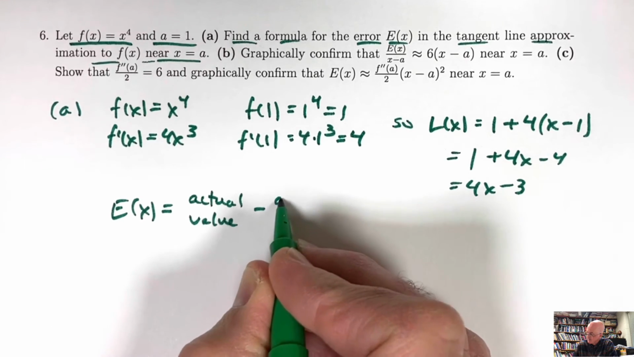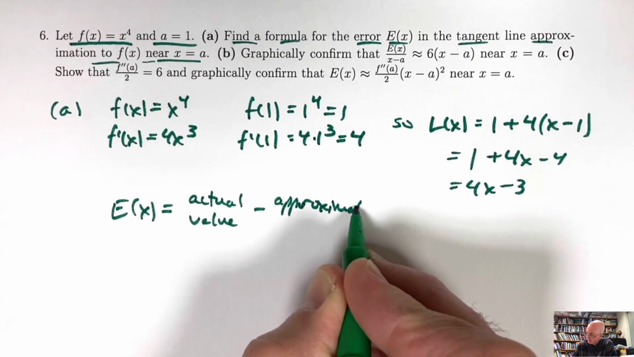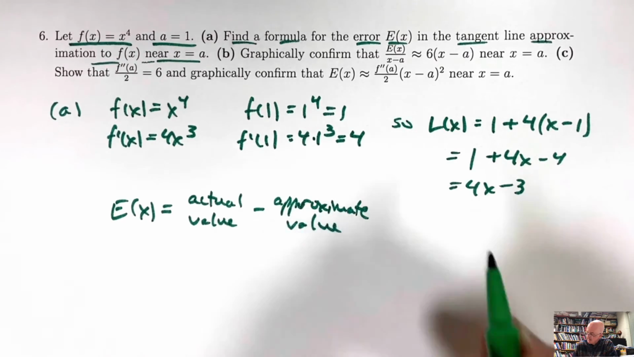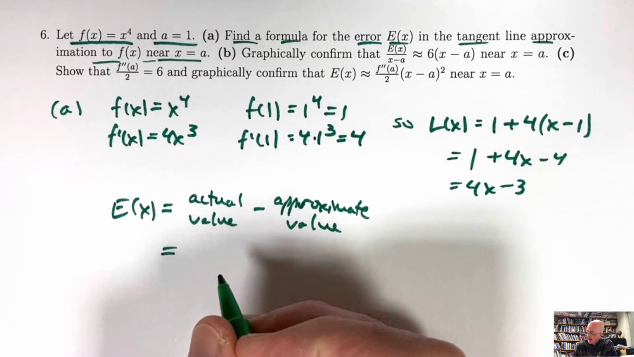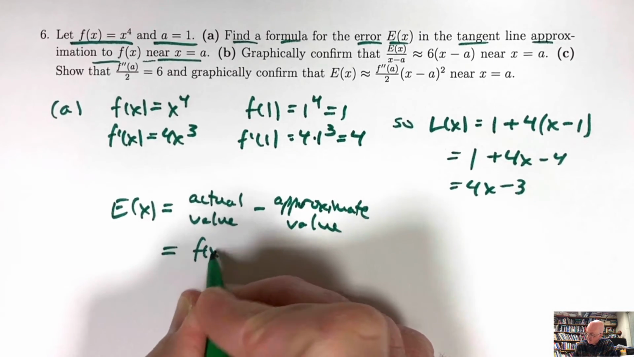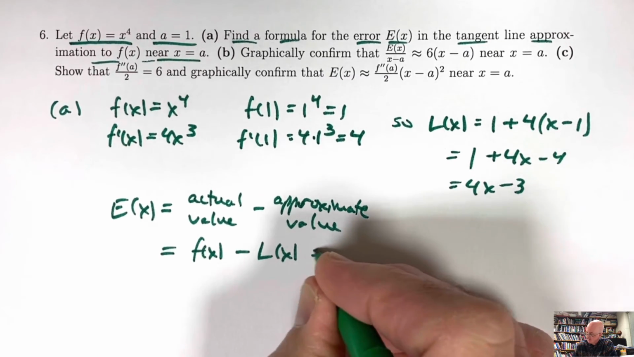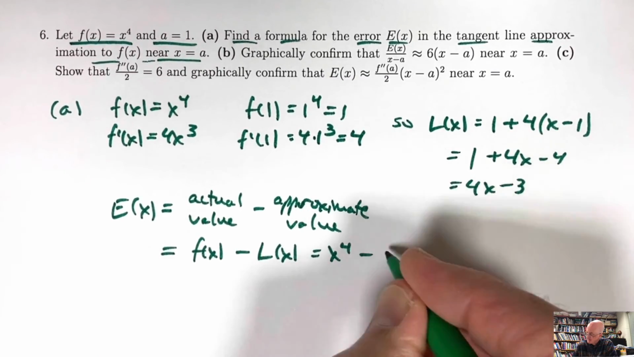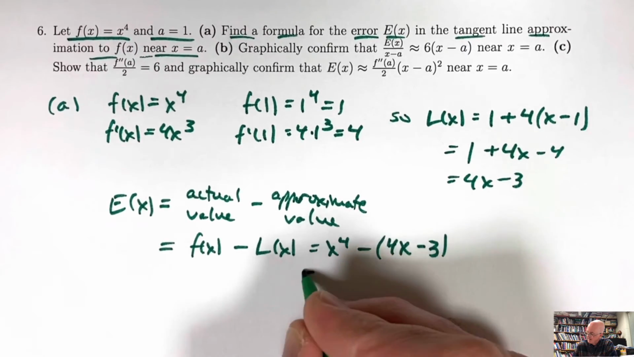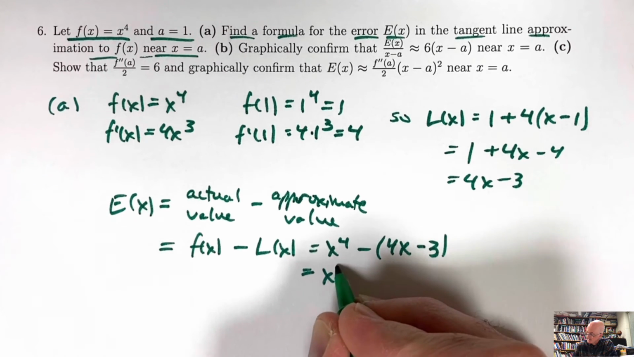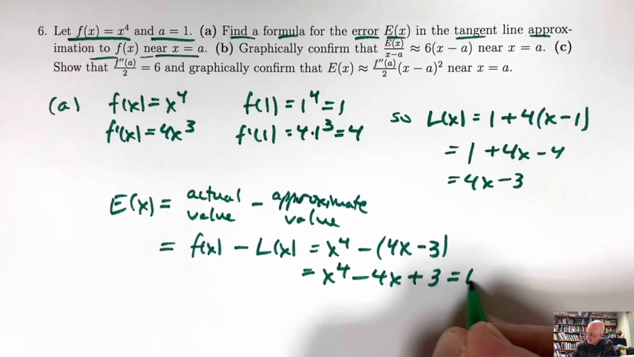I forgot to mention that it's very fortunate that this goes in alphabetical order here. Actual comes before approximate. That helps you remember it. The actual value is f of x, the function itself. The approximate value is L of x. The function itself is x to the 4th. The approximation is 4x minus 3. Make sure to use parentheses like I'm doing before you simplify. The error function has a formula that simplifies to x to the 4th minus 4x plus 3. That is e of x here.